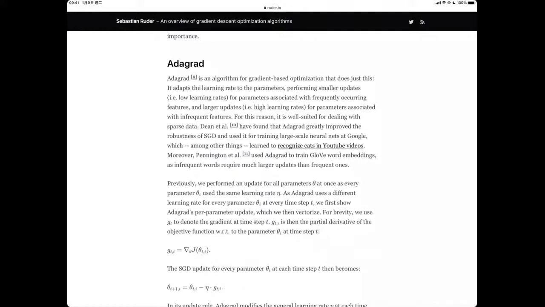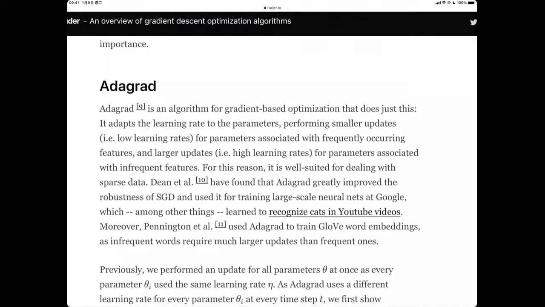It's called ADA. ADA stands for adaptation. It is an algorithm for gradient descent-based optimization that does just this. It adapts the learning rate to parameters, performing smaller updates, which means a low learning rate, for parameters associated with frequently occurring features, and so on. The most important thing is performing smaller updates, that is, a low learning rate.